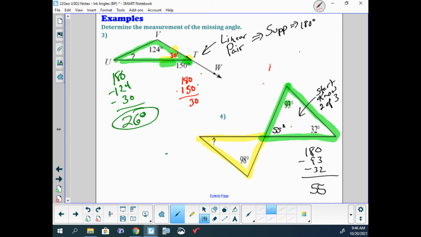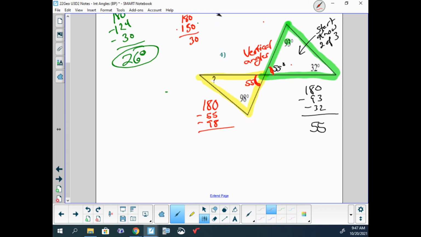Well, that's great and all, but how is that 55 supposed to help me with the yellow triangle? Well, remember that these are congruent because these are vertical angles. So if 55 is in the green triangle corner, well, that makes this one also 55. They're congruent. Now I know 2 of the 3 in the yellow triangle, so I can do my subtraction. 180 minus 55 minus 98 gets me a total of 27. Boom. And there we go.